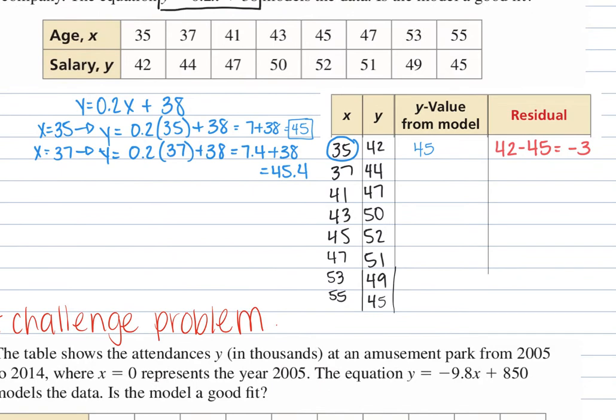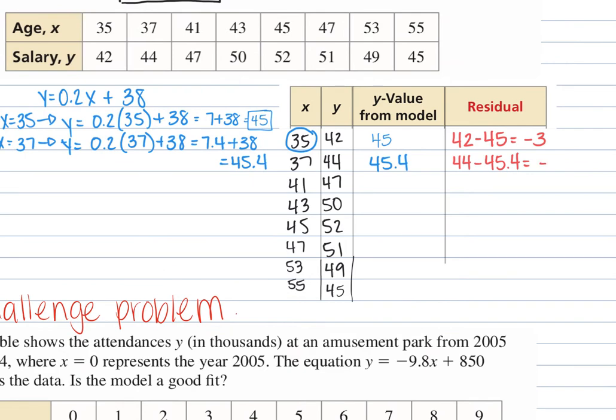So my y value from the model is 45.4. And then to calculate my residual, I do the y value from the scatter plot minus the y value from my model. So 44 minus 45.4. And I should get negative 1.4.